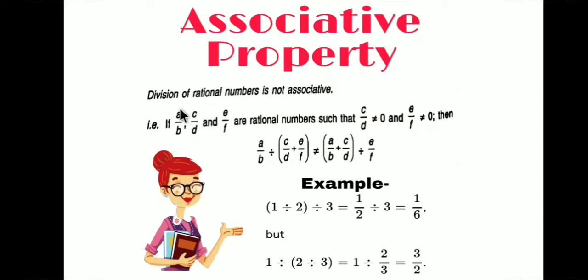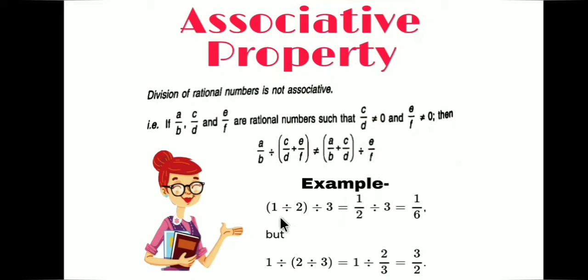That is, if a upon b, c upon d, e upon f are rational numbers such that c upon d is not equal to 0 and e upon f is also not equal to 0, then a upon b divided by c upon d, the whole divided by e upon f, is not equal to a upon b divided by the quotient of c upon d divided by e upon f.